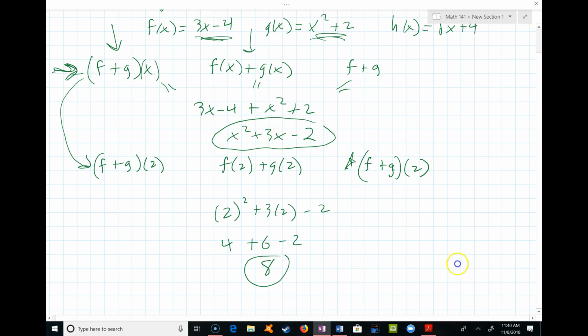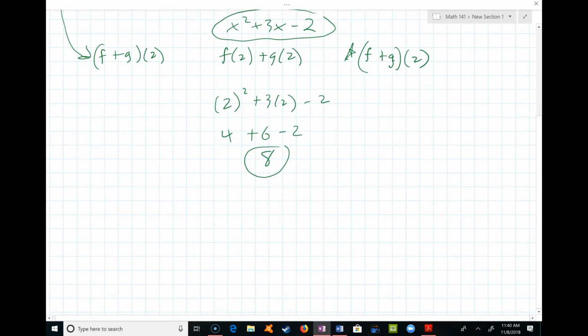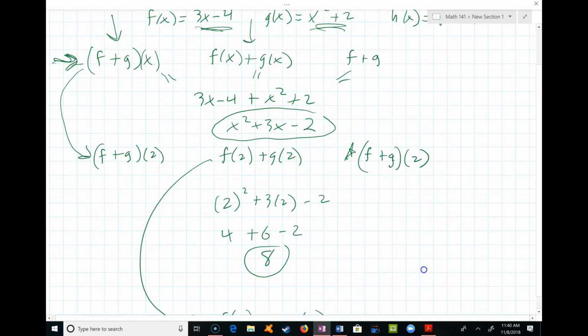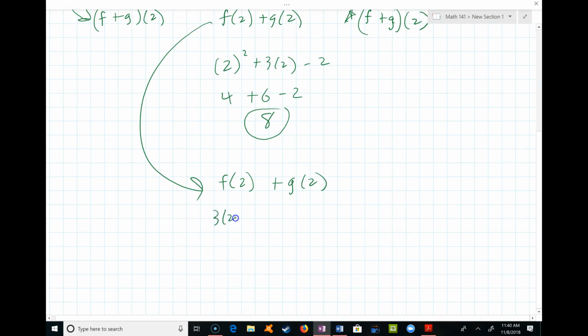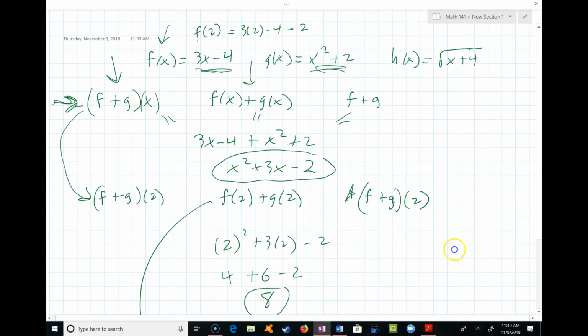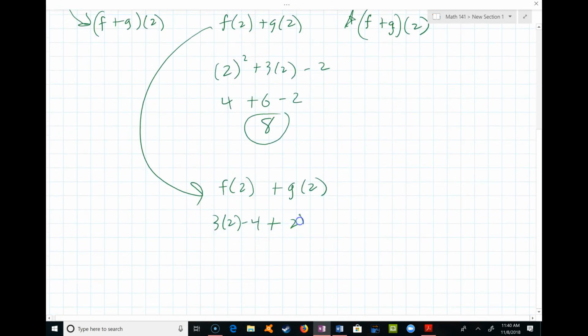Okay. Now, back down here, notice I just plugged 2 into that one up there because I'd already added f and g together. But let's say I didn't add f and g together. I could do it this way, where I just go f of 2 plus g of 2, and I should get the same answer. Of course, f of 2 is 3 times 2 minus 4. And g of 2 is 2 squared plus 2.